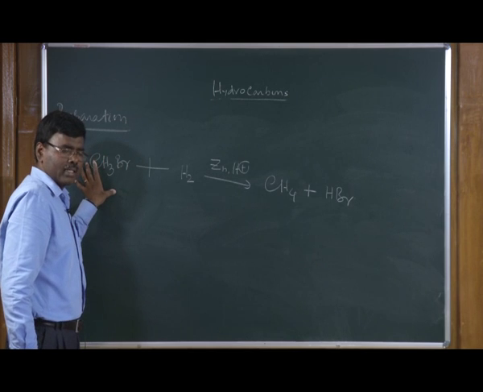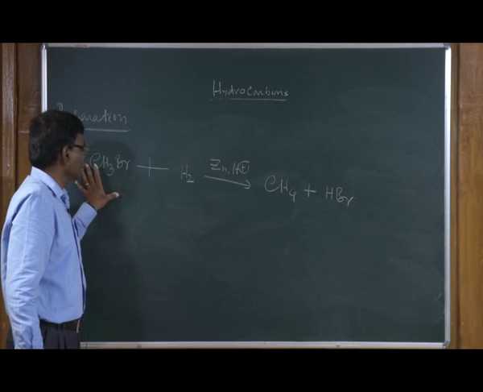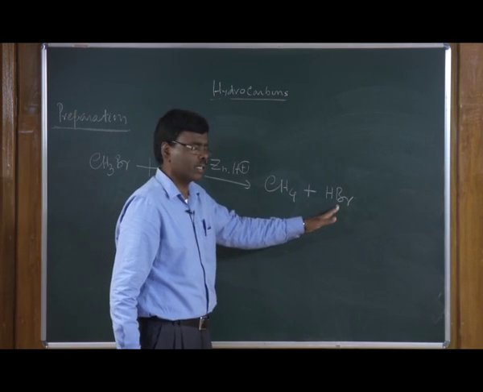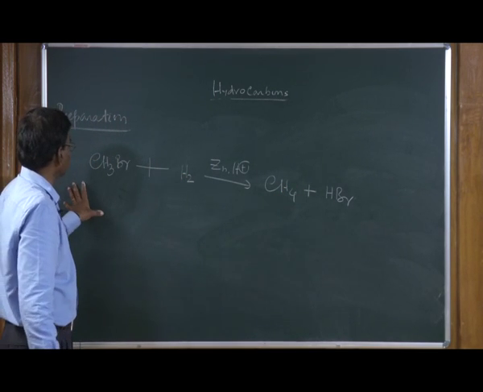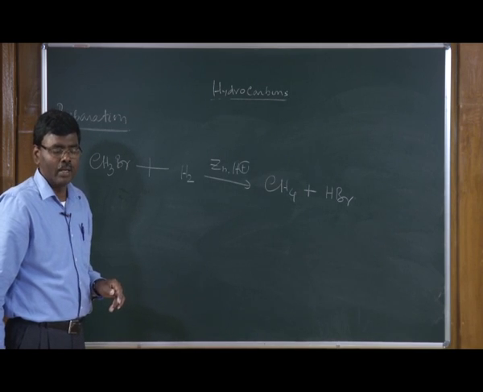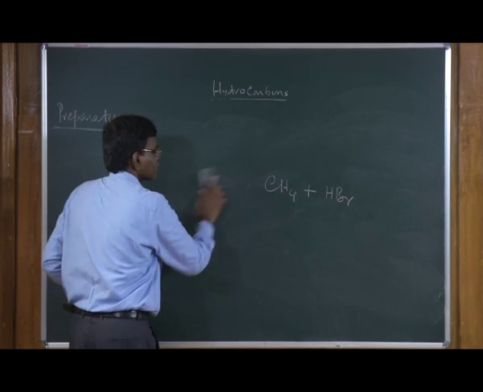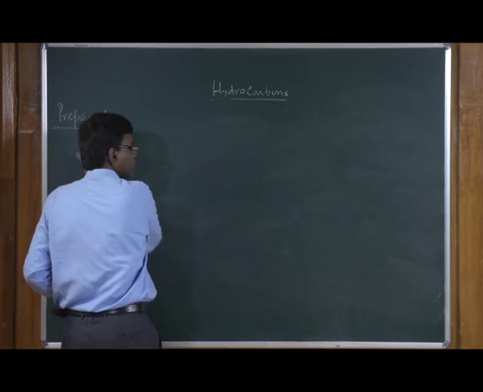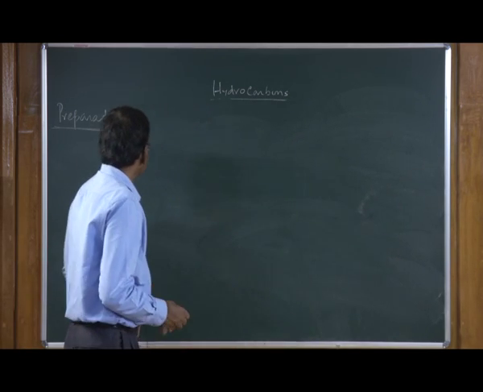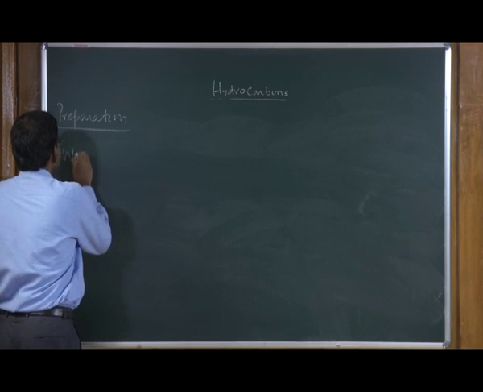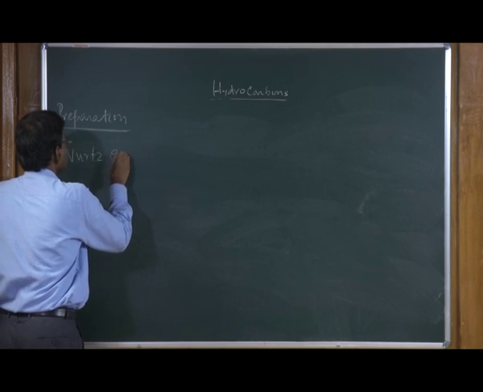If you have an alkyl halide like bromo, chloro, or iodo halides, you can reduce them to the corresponding alkane, and you generate the hydrogen halide as a byproduct. This is another reaction used to prepare alkanes. The third example is Wurtz coupling.